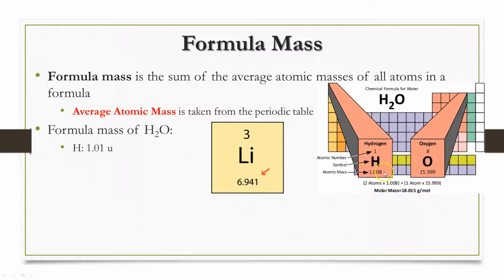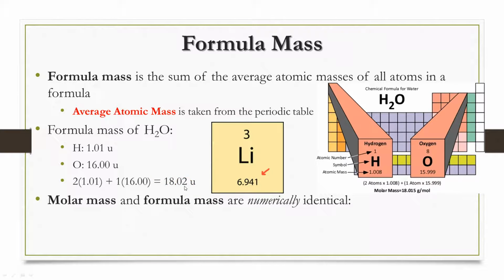Hydrogen is going to be 1.01. I'm going to be rounding that there to the hundredths. Oxygen is going to be 16.0. I'm going to round that 15.99. And if I do 2 of hydrogen, 2 times 1.01 plus 1 times 16, that's going to give me a total formula mass for water of 18.02 atomic mass units.